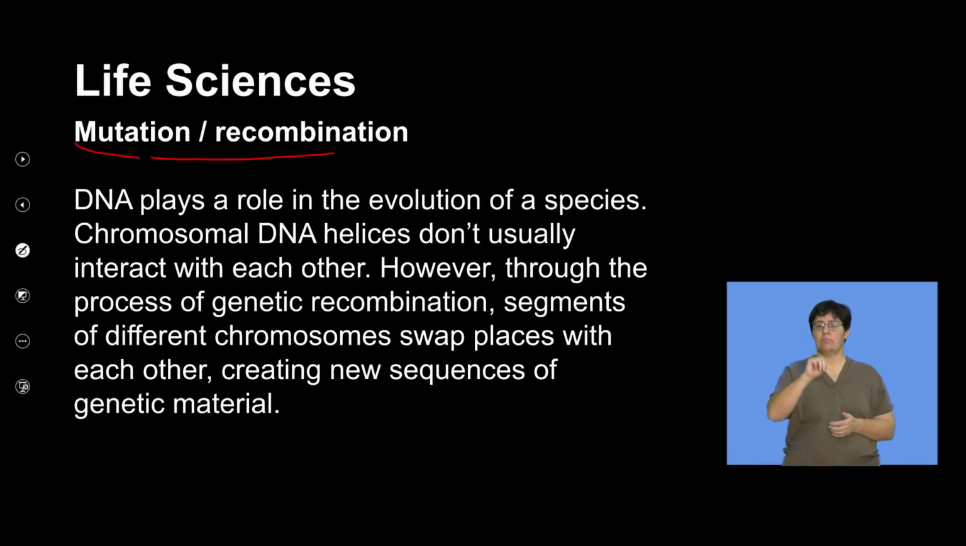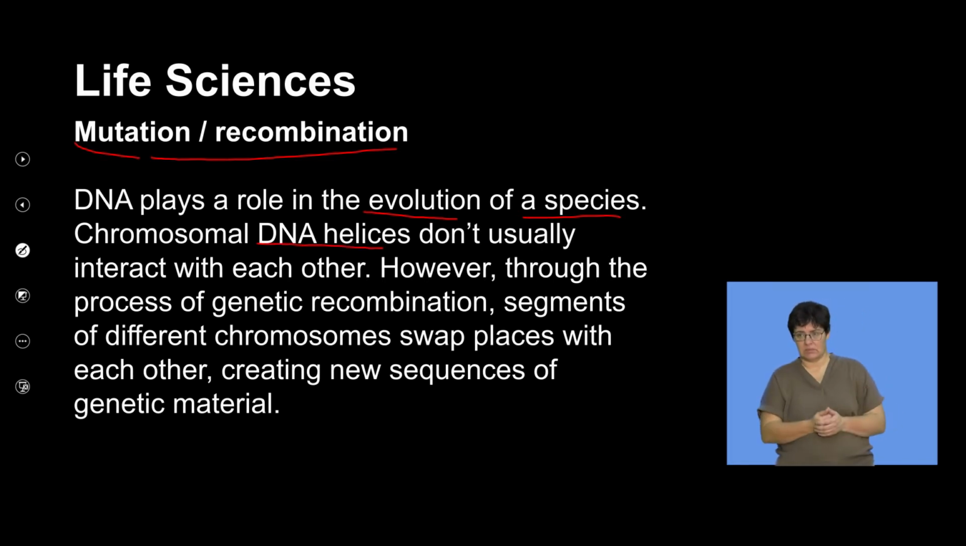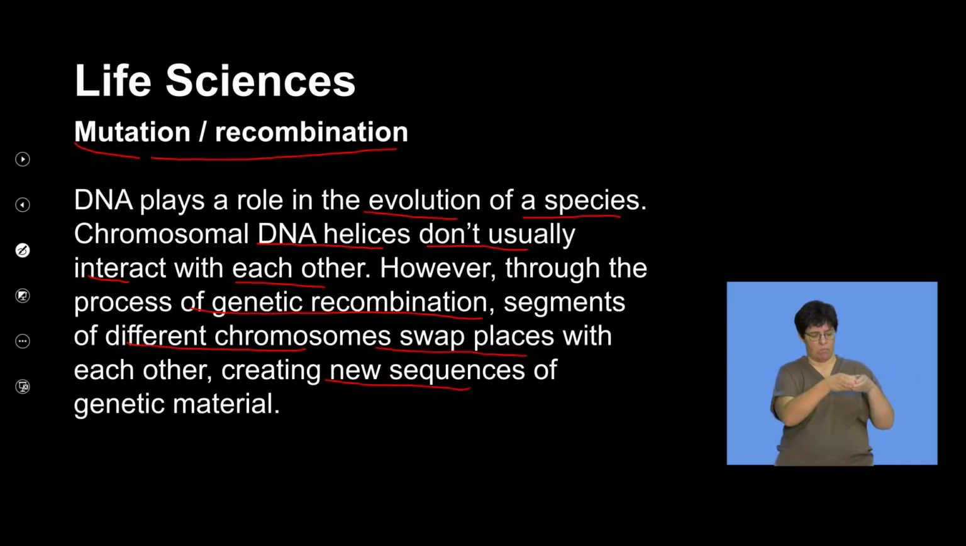Mutations and recombination. DNA plays a role in the evolution of a species. Chromosomal DNA helices don't usually interact with each other. However, through the process of genetic recombination, segments of different chromosomes swap places with each other, creating new sequences of genetic material. So we refer to mutations as what drives changes in species.